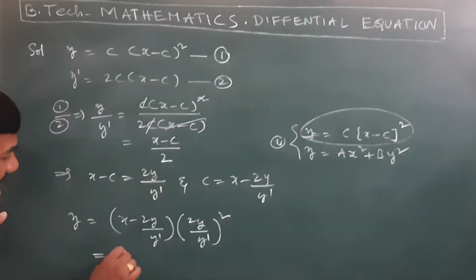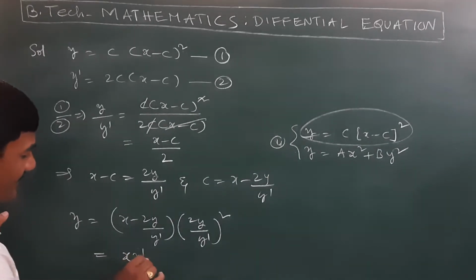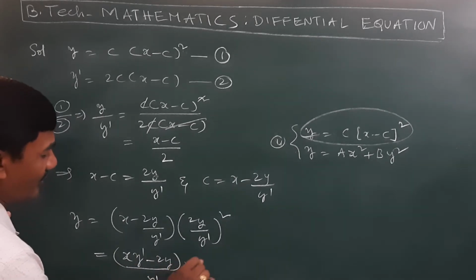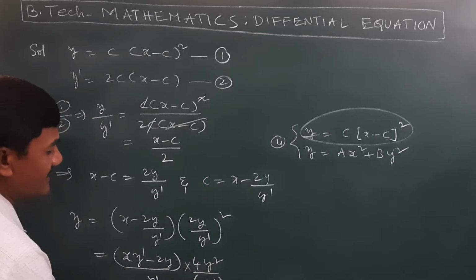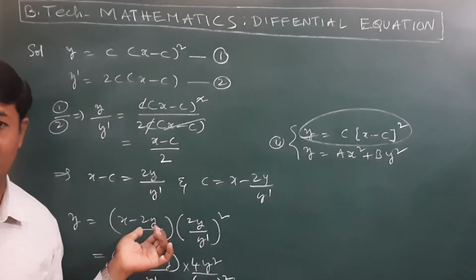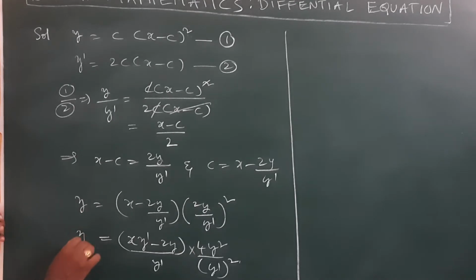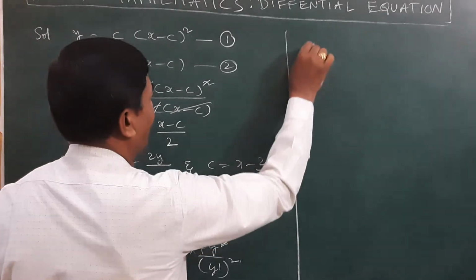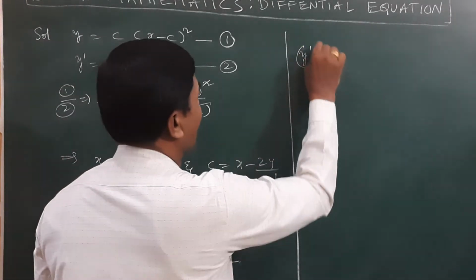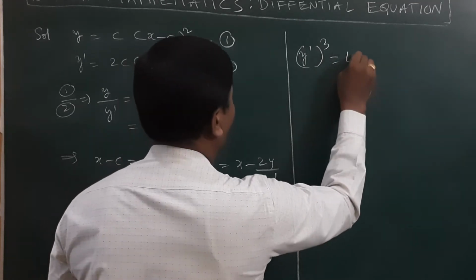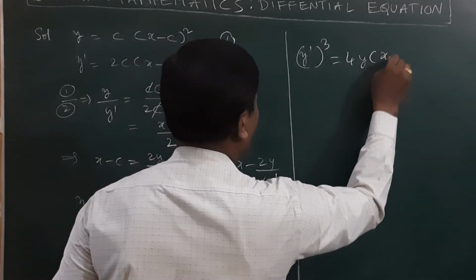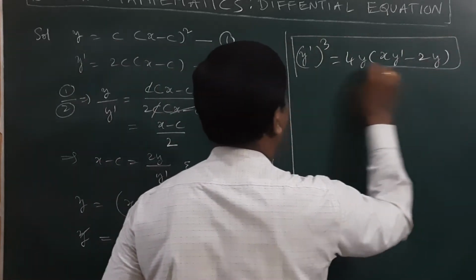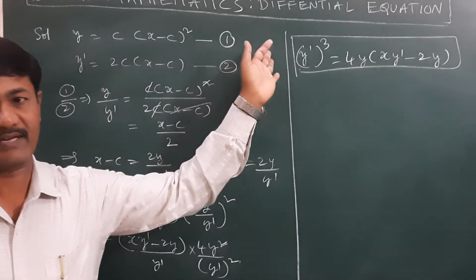So we can write here, taking LCM, (x y dash minus 2y) by y dash into 4y square by y dash whole square. So y is equal to, one y is cancelled only. Taking the right side, y dash into y dash whole square means y dash whole cube is equal to 4y into (x y dash minus 2y). This is the final equation of our differential equation, the formation of the differential equation, right?